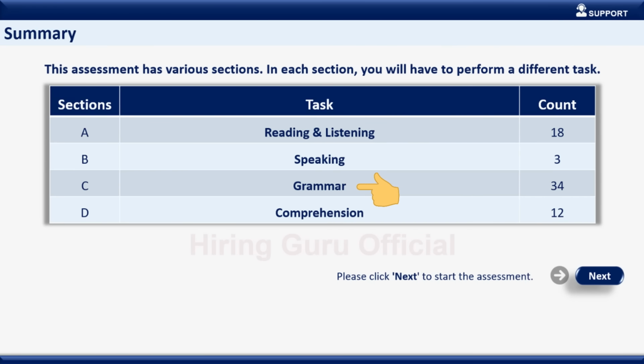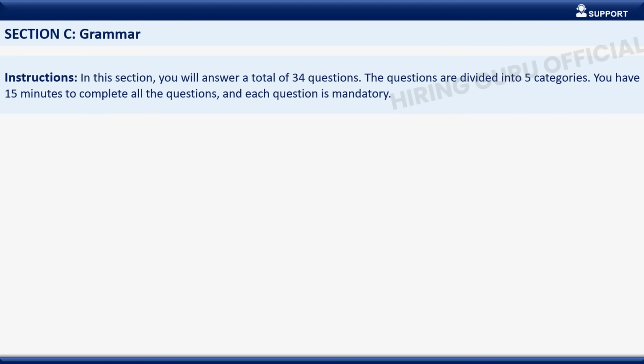Section C, grammar. So in this section, you will encounter a total of 34 questions, which are further divided into 5 categories. And you will have 15 minutes to complete all the questions.